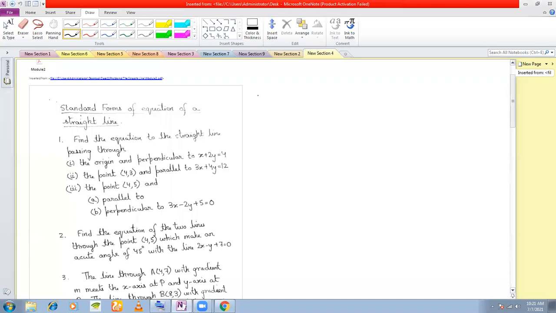What you need to know is the slope intercept form. Just a revision of all this. What is the slope intercept form? y is equal to mx plus c. That means if you know the slope of a straight line and the y-intercept of a straight line, you can find out the equation of the straight line.